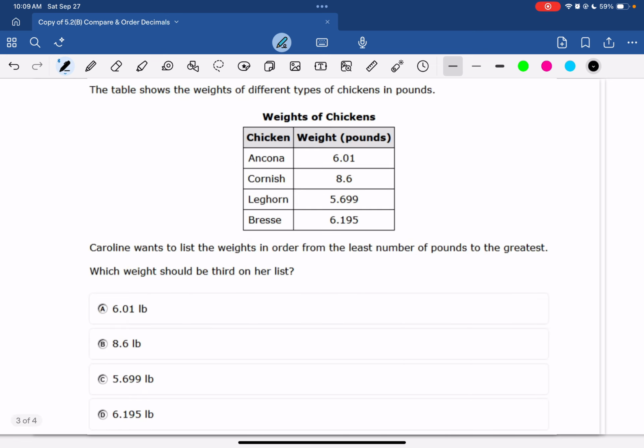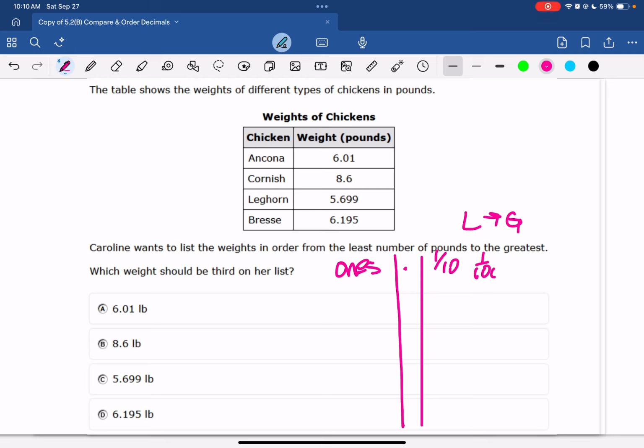It says the table below shows the weights of different types of chickens in pounds. Caroline wants to list the weights in order from least number of pounds to the greatest. So lucky, we're still doing least to greatest. And so the same thing, we're doing our place value chart, and then we'll plug in our values.